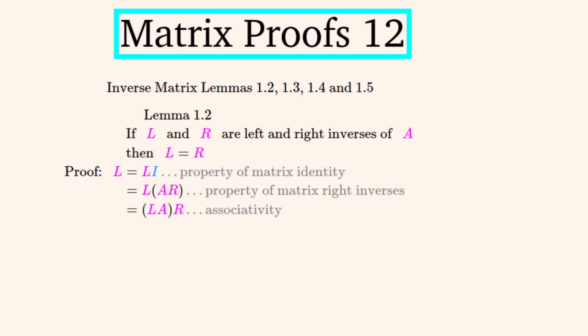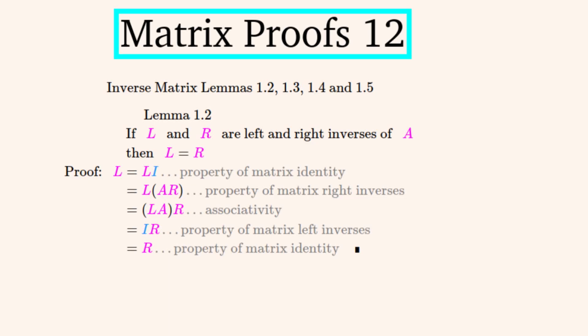Then we can use associativity to move the brackets. We can simplify this to be the identity because L is the left inverse of A. And we can simplify this equation by eliminating the identity. So that's it. We've proven that the left and right inverses of a matrix must be equal.